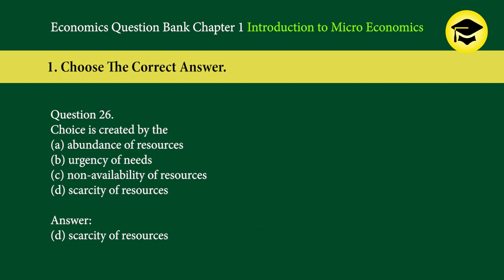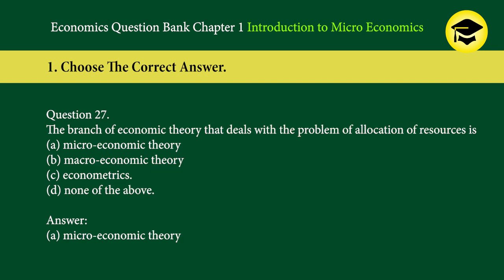Question 26. Choice is created by A. Abundance of resources. B. Urgency of needs. C. Non-availability of resources. D. Scarcity of resources. Answer D. Scarcity of resources.